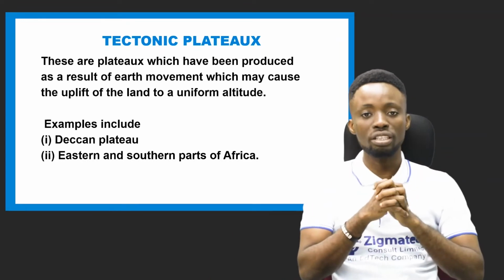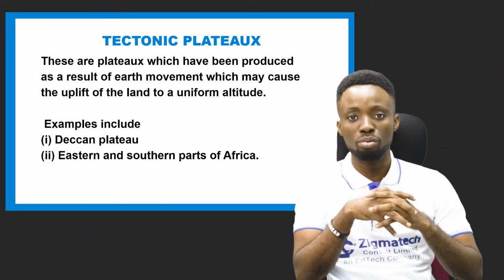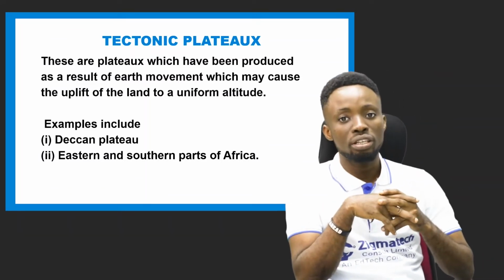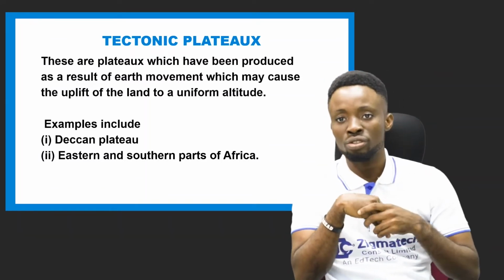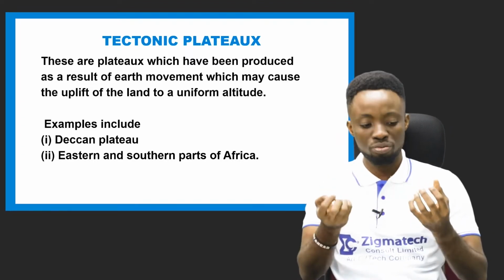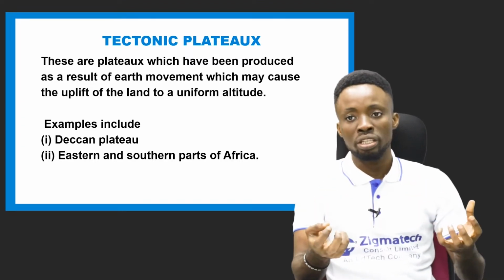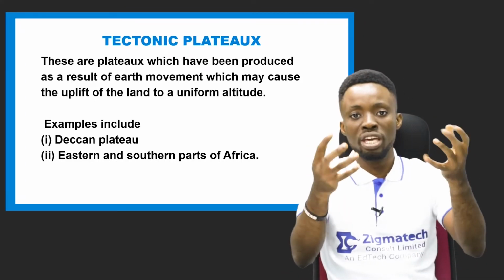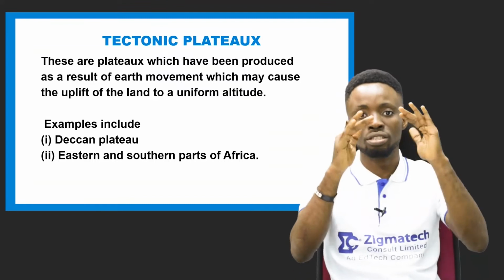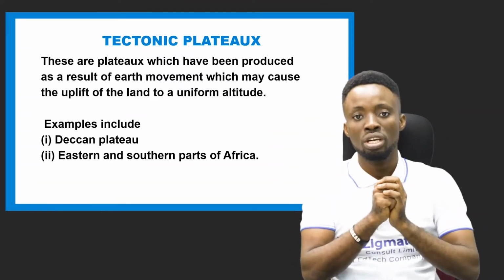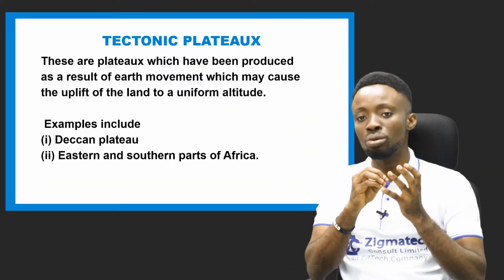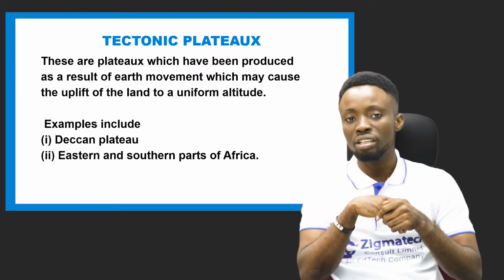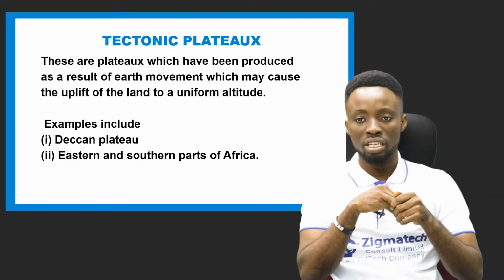So we consider the first type of plateau, which is called the tectonic plateau. Now, these plateaus are caused by the movement within the Earth's crust. And these movements cause the land to be uplifted to a uniform height or a uniform altitude. And a typical example of a tectonic plateau is the Deccan Plateau in India.